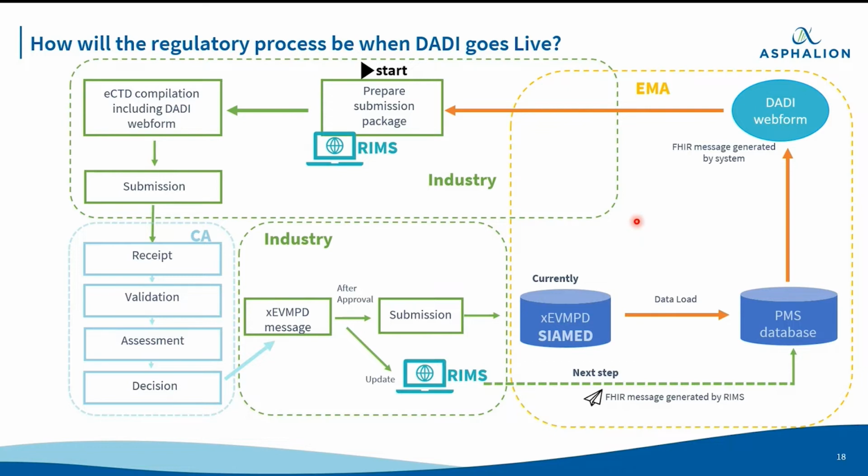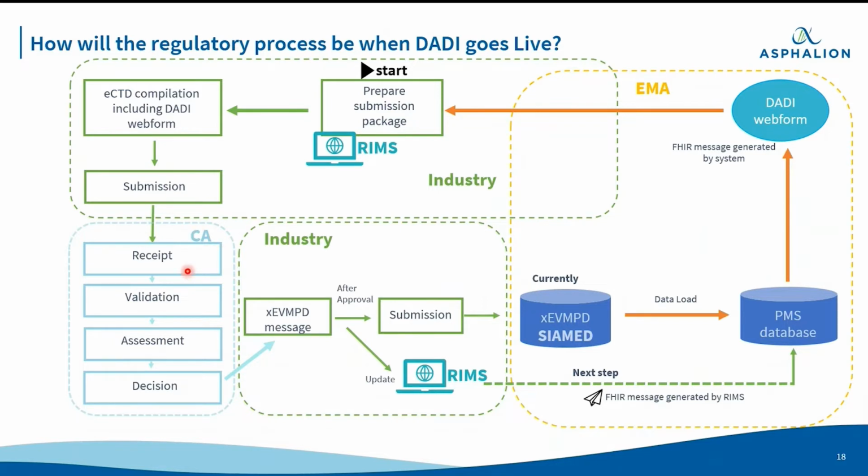So if we look now from a process perspective, then an overview of a regulatory submission for a variation will follow like this. So the industry will start preparing a submission package, ideally with a RIM system, as it has a lot of features to help you prepare and have the data organized in a certain way. And you will compile the eCTD sequence, including that DADI web form. And these are two things that definitely RIMS will help you with. Then you will have your submission sent to the competent authority.